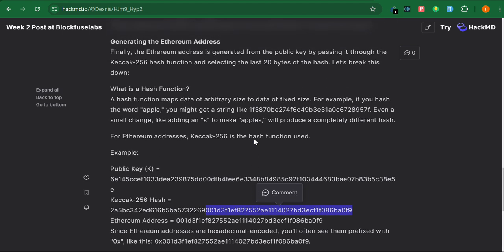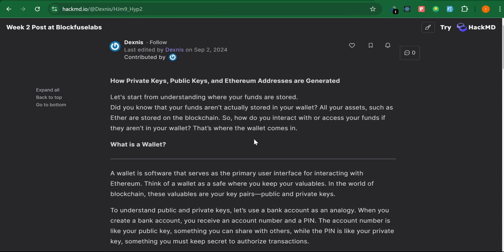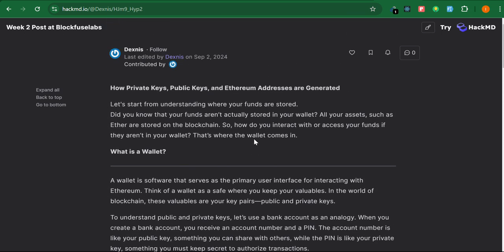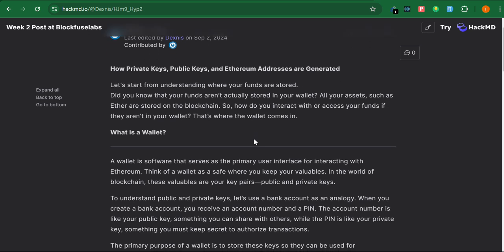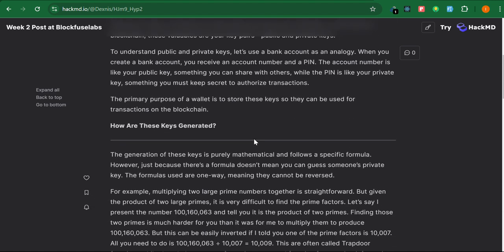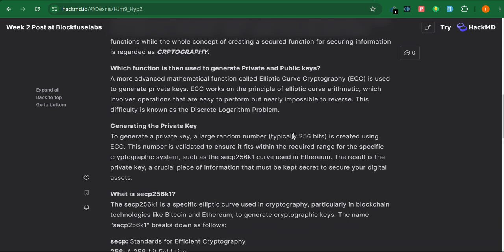Okay, so let's have an overview of it again, like a summary. How do we generate an Ethereum address, private keys and public keys? We say that private keys are generated using elliptic curve cryptography, which is selecting a random number of 256 bits. We use elliptic curve cryptography, and this number is validated using the secp256k1 curve used in Ethereum.